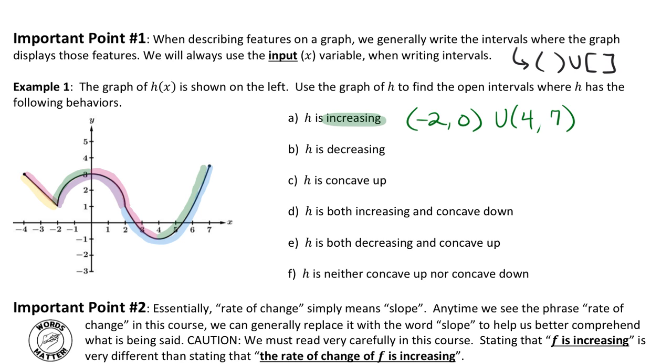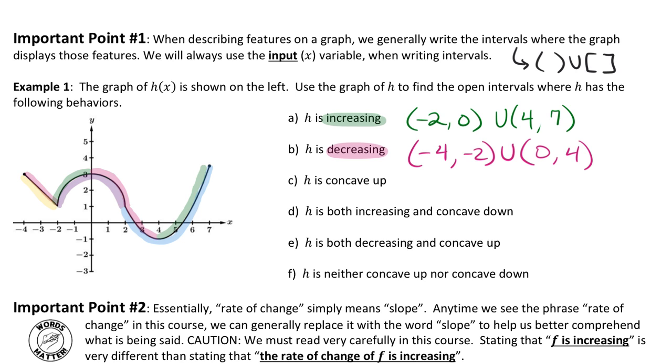Okay, now H is decreasing. Now we need to do the other sections of this graph because we want to know where it is decreasing. It starts decreasing at what number? -4, because we're doing input values. So from -4 up to what input value? -2. And where else is it decreasing? All the way to 4. Correct. Remember, we're always grabbing x values for intervals.